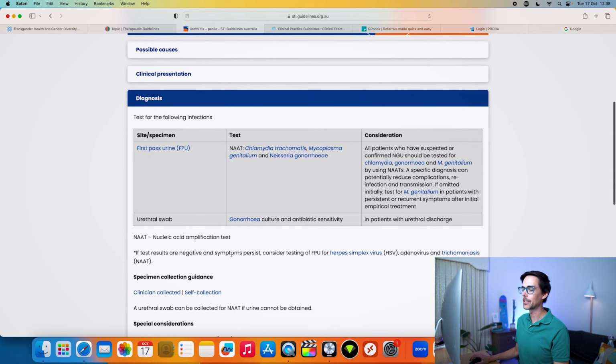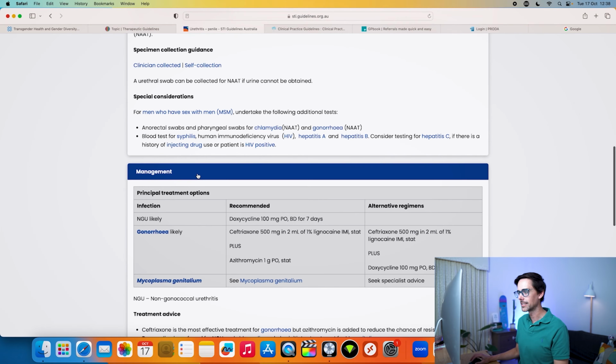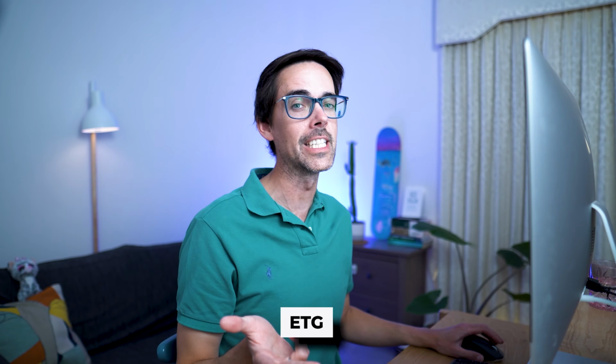And then if you want to know how to treat it, you just go down to the management, and depending on what you're dealing with, there will be different antibiotic regimes. I've noticed that both Health Pathways and sometimes ETG will refer to this website, and it is again completely free.